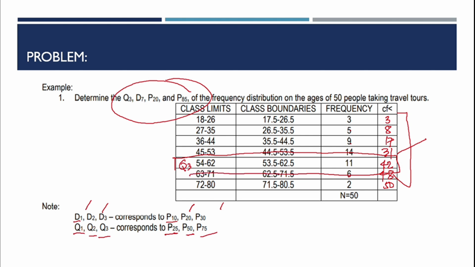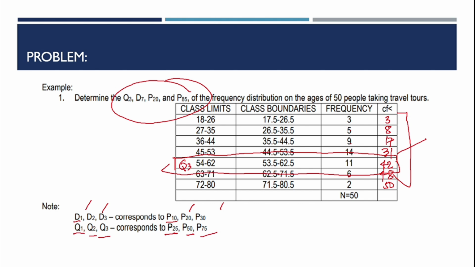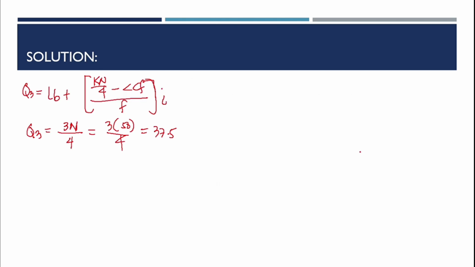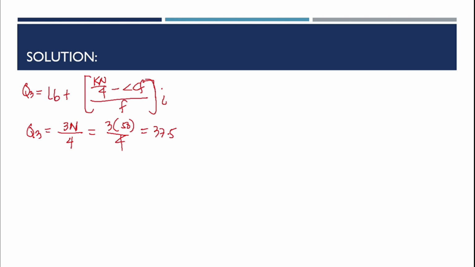We will not make use of 31 because our determining factor, or rank value, is 37.5. So we use 42 as our less than cumulative frequency. Now we have determined that the class limits 54 to 62 would be our Q3 class. Next step is to find the LB.